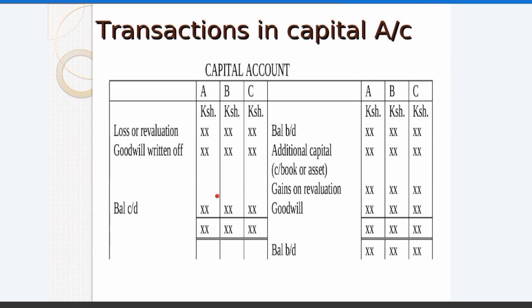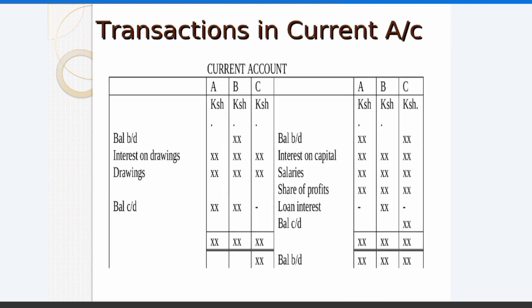And the goodwill writing off or amortization is to be shared to the partners in their profit sharing ratios. So those are the transactions in a capital account if the company is maintaining the capital account separate and the current account separate. So what are then the transactions in the current account of the partnership if the partnership has decided to maintain the current account separate from the capital account?